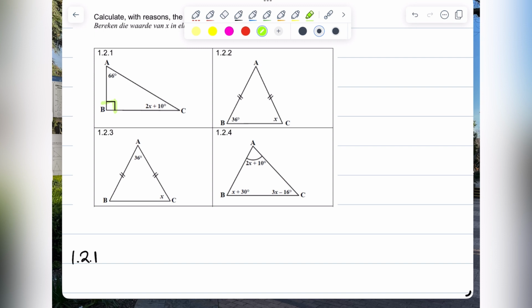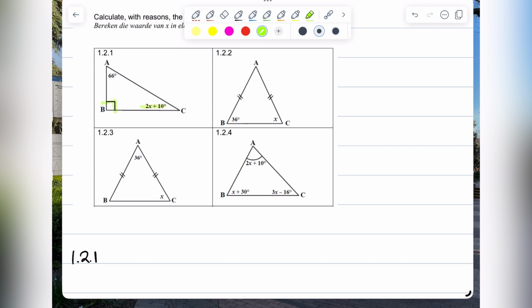So the symbol refers to 90 degrees. They don't have to write it there. You should identify that symbol as a right angle triangle, meaning that that angle is equal to 90. En dan natuurlik het ons hierdie hoek C, en hoek C se grootte is 2x plus 10 grade.